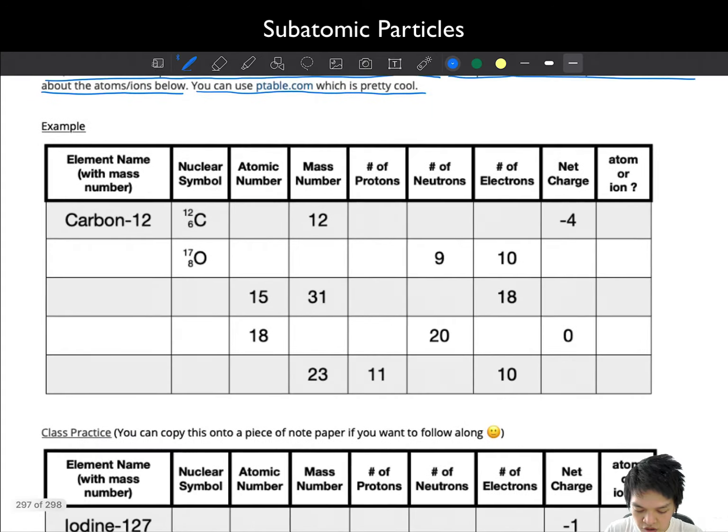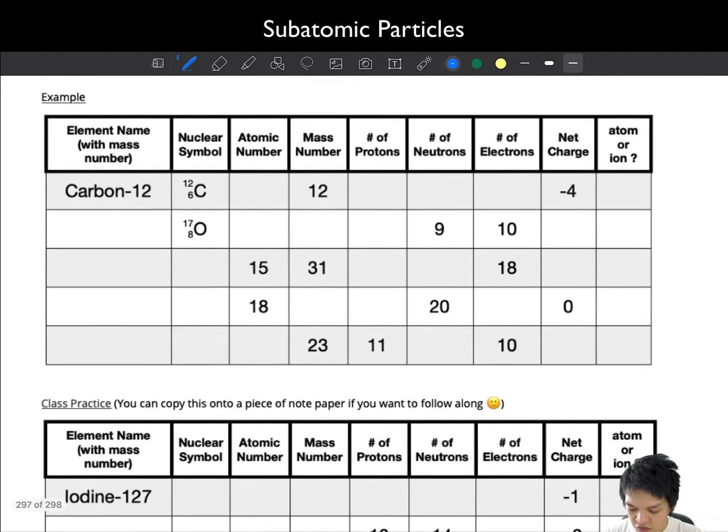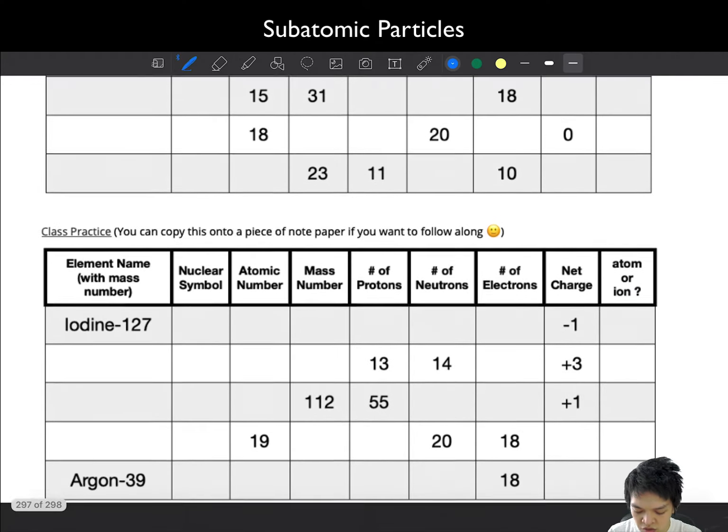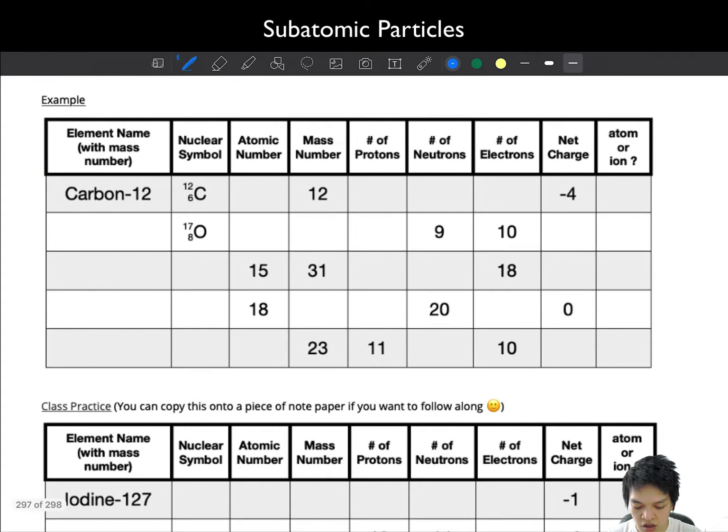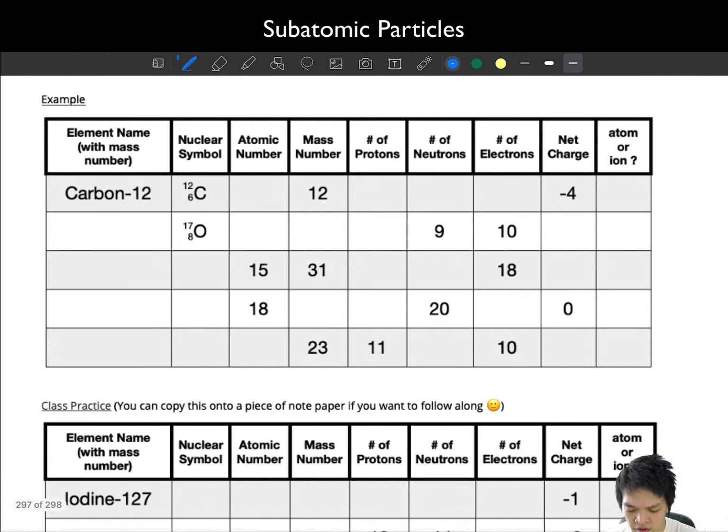Alright, so let's do this example right here. For this example, you can just listen and try to see whether you can follow along. If you can, then you should be able to do the example, the class practice on the bottom. Okay, so just listen and hear me out for these first few atoms. Okay, I'm gonna go ahead and do this one right here first, the carbon 12 atom.